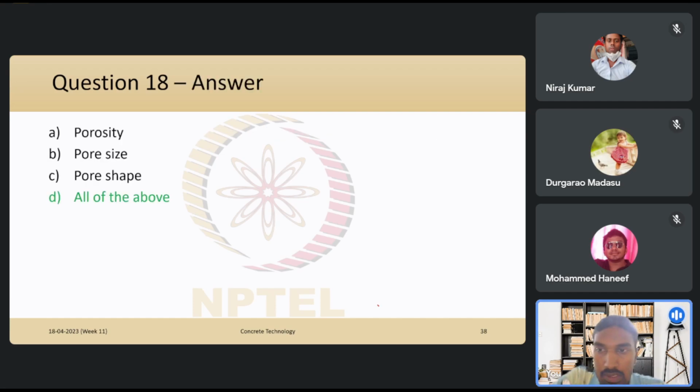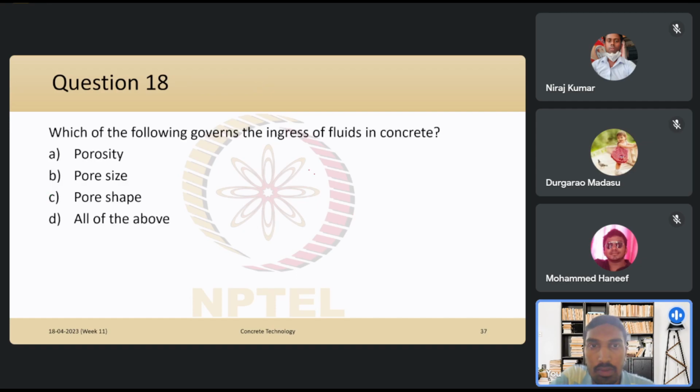The right option is option D. It is all the above, right? So we are talking about ingress of fluid. So the porosity, it is the volume. So the size also matters, and the shape of the pores also will determine the connectivity of the pores, right? So when you have better or interconnected pores, you will have higher permeability as we talked about, and also higher volume of pores, and also the size of the pores.